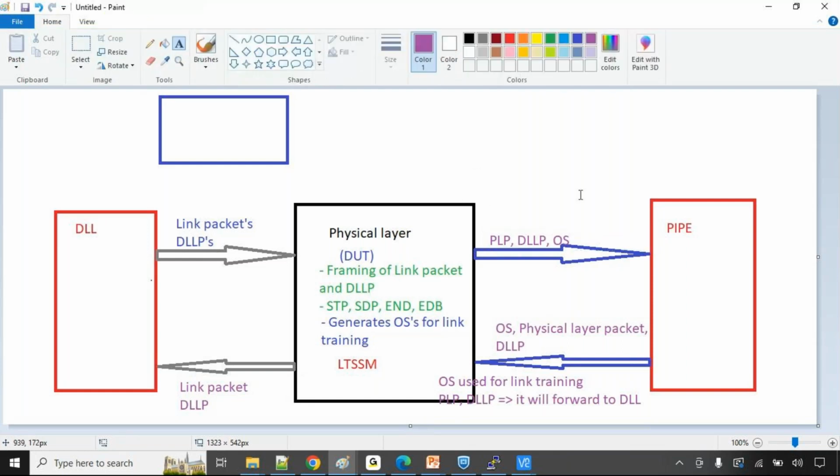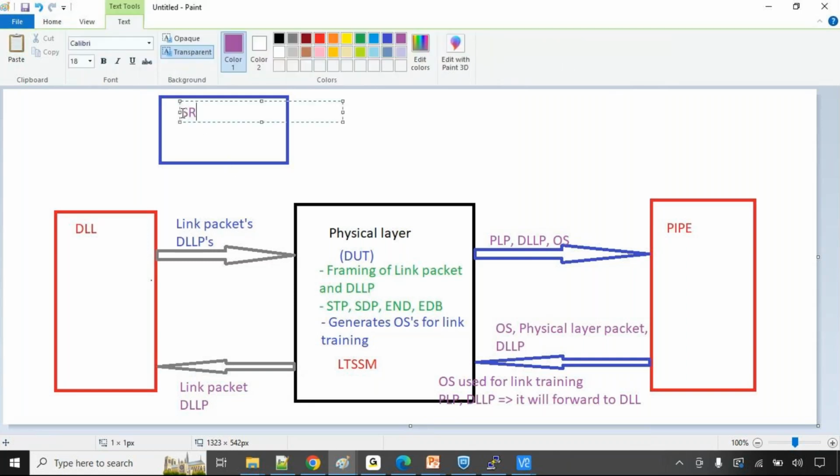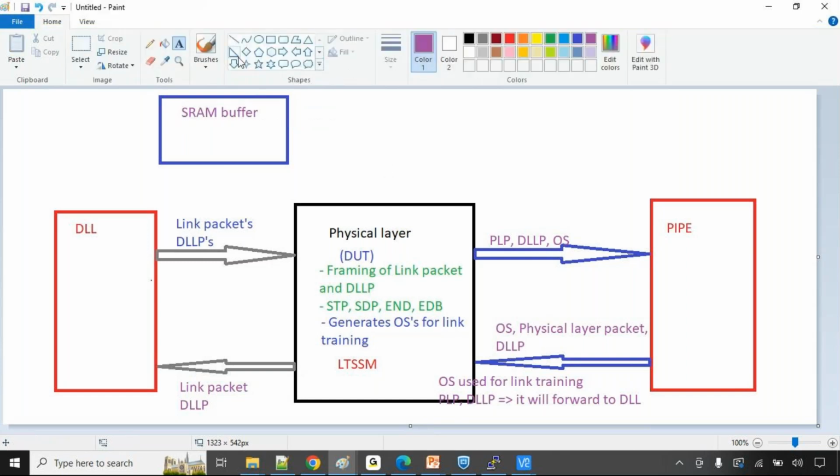In between, whatever packets are coming here may need to be buffered. If buffering is required, we may use this buffer. If we call it an SRAM buffer, whatever packets come into it, we will buffer them into this one. There will be one AXI interface through which we may buffer, if required.